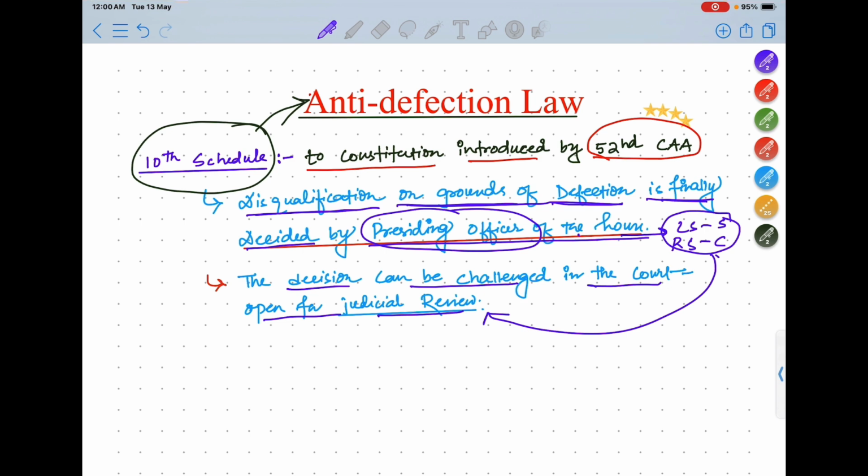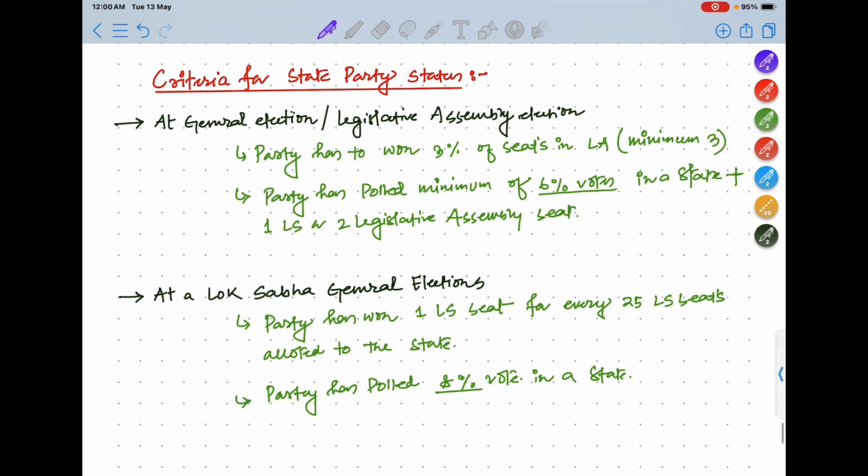Next, an important thing, that is the criteria for state party status. There are two types of parties: a national party and a regional party. National party basically means country level, and regional party means state level, or area basis. So what is the criteria for state party status? If my party has to get state party status, what are the different criteria that it should follow? The criteria are as follows.